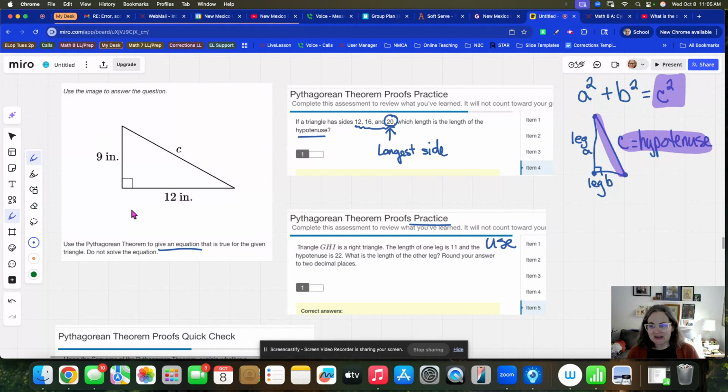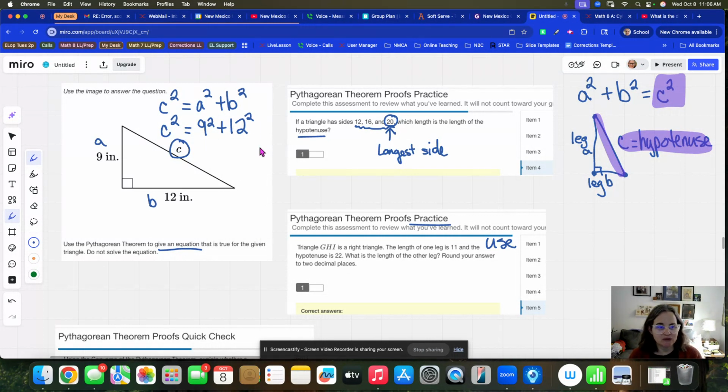And that's why in this question, use the Pythagorean theorem to give the equation that is true for the given triangle. Do not solve it. We have to identify the hypotenuse because that has to be C squared. It doesn't matter if this is A or this is B, but the hypotenuse must be C. So here we can say C squared is equal to 9 squared plus 12 squared. And later on we'll be solving these equations.